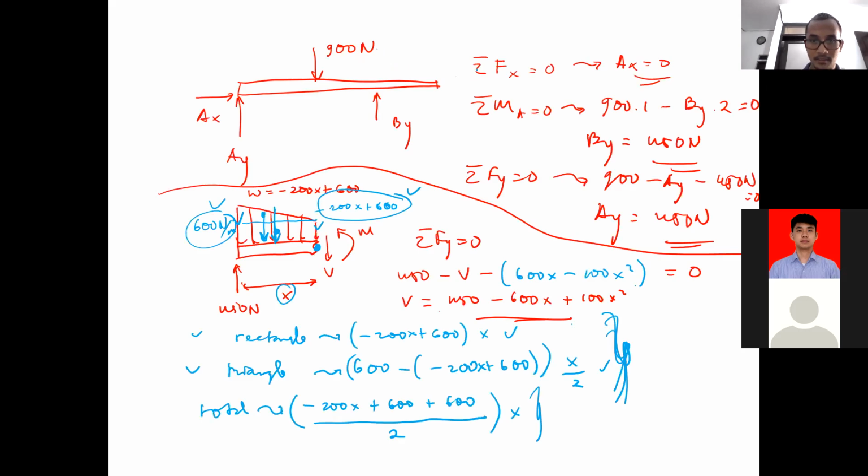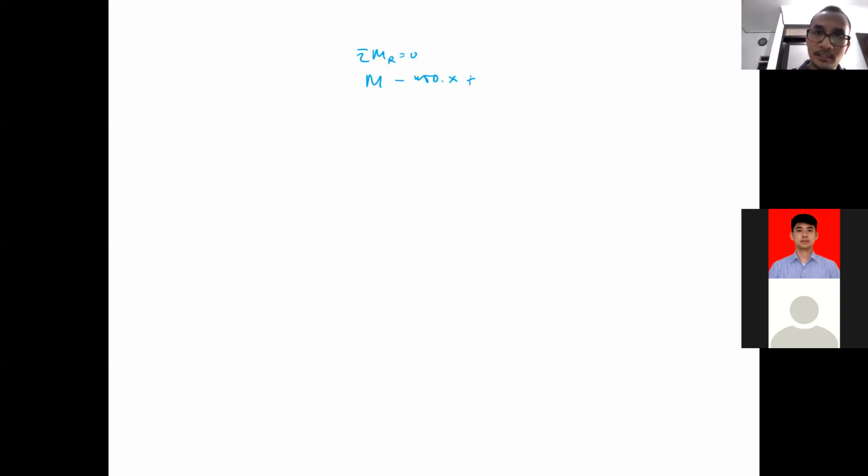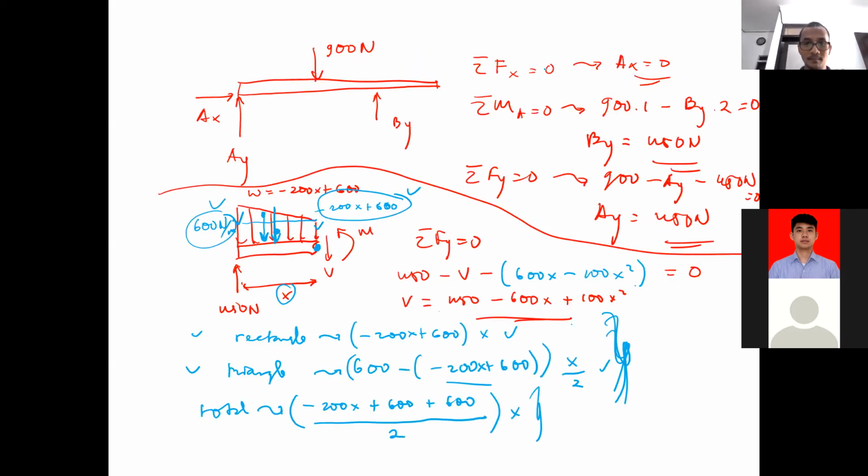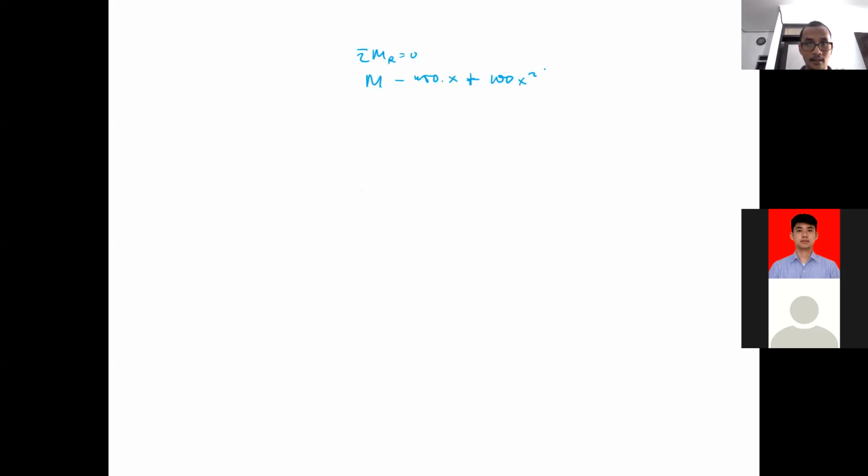Triangle is 600 minus 600 is 0, and positive 200x. Okay, so triangle is only positive 200x, right? This one, positive 200x multiplied by x per 2. So positive 100x squared, so plus 100x squared multiplied by 2/3x, like this, right?